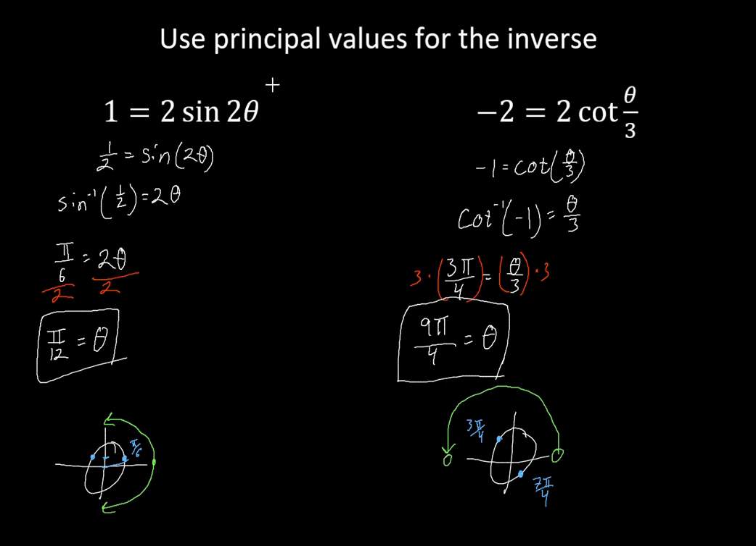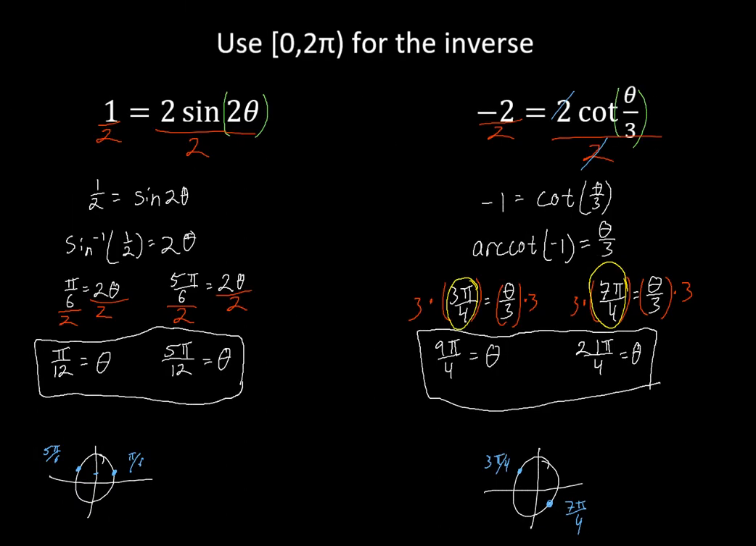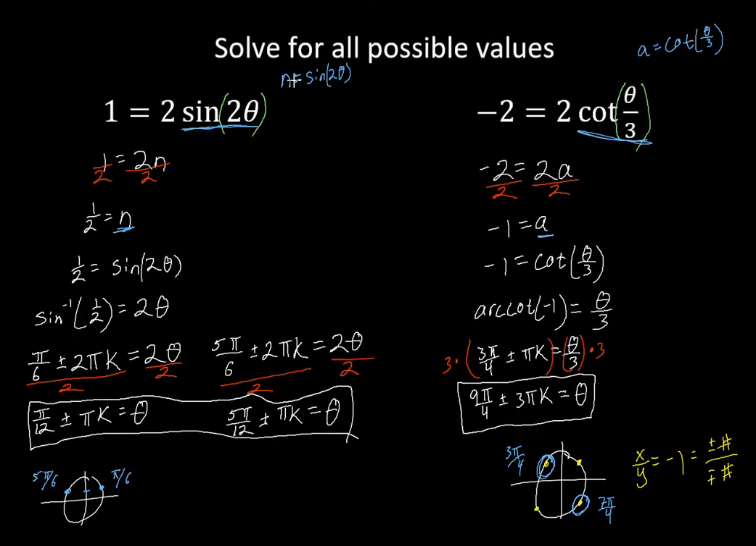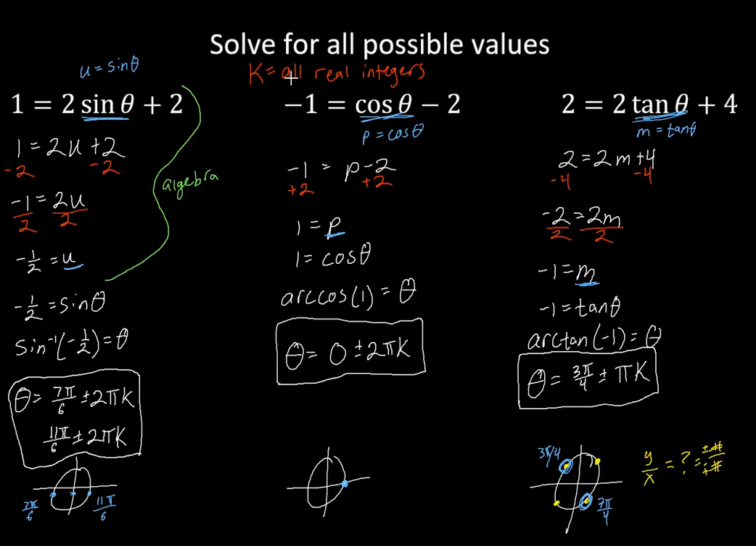So the whole idea is to make sure that you're following the algebra. If substitution helps for you, please go ahead and substitute. The only thing that you need to make sure you do if you substitute is specify what it is you're substituting. In addition, if you're doing all possible values, please make sure that you write down that k equals all real integers or whatever letter it is that you're using. Define those letters as you put them into the problem so they don't just magically appear or disappear.